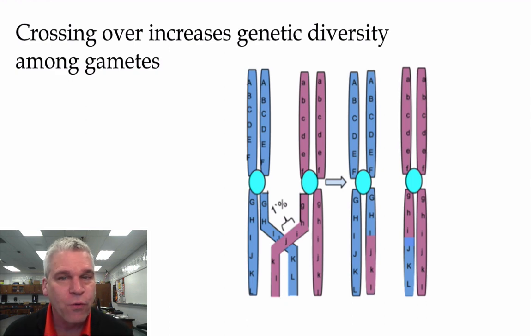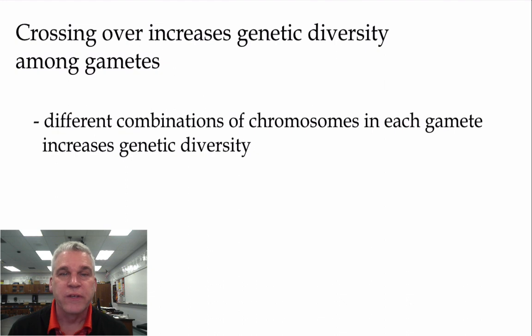Now notice, there are 4 chromosomes that are made. Each one of these is going to end up in a different gamete. And so it's totally by chance as to which gamete it ends up in. And because it's going to be different for all 23 pairs of chromosomes, which are randomly going to be put into the gametes, we get this great genetic diversity. So the different combinations of chromosomes will increase that genetic diversity.